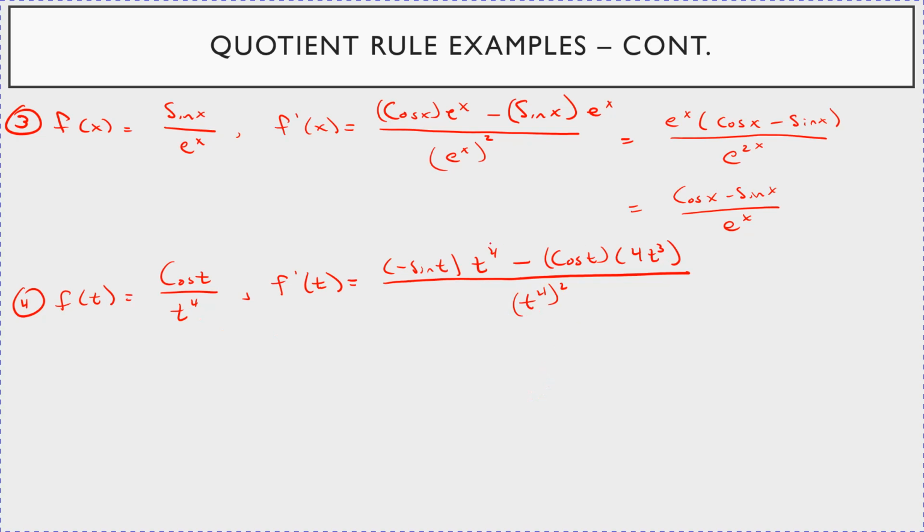Well, look, you're going to factor out a t cubed, and this becomes t to the 8th, so that you'll be left with just t to the 5th in the denominator. So this ends up being minus t sine of t minus 4 cosine of t all over t to the 5th. And I encourage you to factor on your own and just verify, and see how I did that.